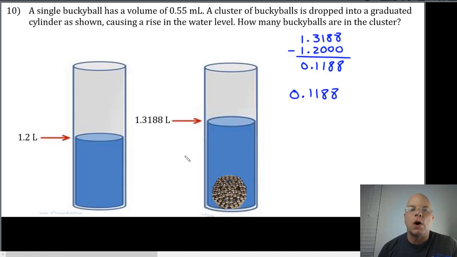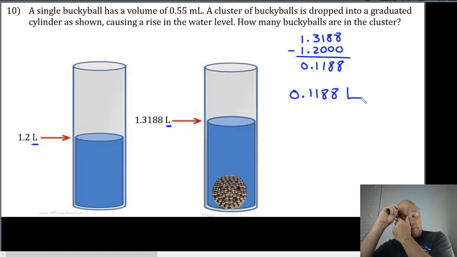But here's why I got confused. 1,188 10,000ths what? The unit for the volume here is liters. The reason I was confused is I expected the volume change in the water to be many, many times larger than the volume of a single buckyball, because clearly there are lots of buckyballs in this cluster. And it is much greater than this volume, but I didn't notice the difference in the units.